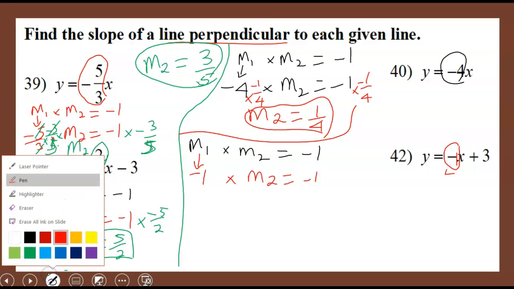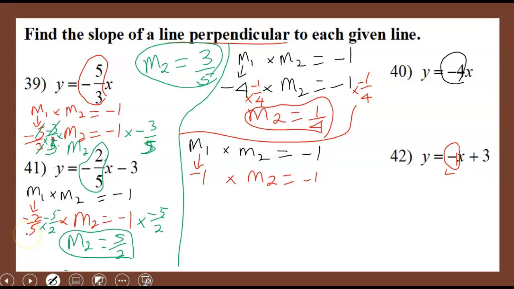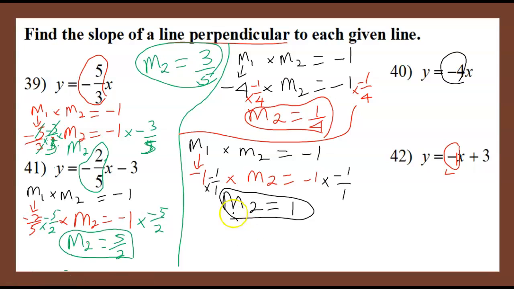The reciprocal of -1 is -1, because 1/1 is still 1/1. So we just multiply both sides by -1/1. So this crosses out, and m2 is going to be, well, -1 times -1 is +1. So the slope of the perpendicular line, the other one, is +1.